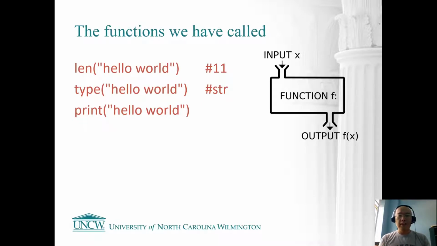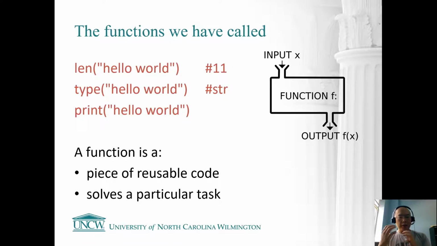Like, for example, len. Whatever string we send to len, we know it will always give me a natural number that represents how many characters there are in the string. If you consider what a function really is, it is a piece of reusable code. It is reusable because whatever input we send, it will go through the same set of code line by line, and eventually it can solve a particular task. In the case of len, it tells me how many characters there are. So a function is a piece of reusable code, and we can use it again and again by using function calls, and it serves the purpose of solving a particular task for us.